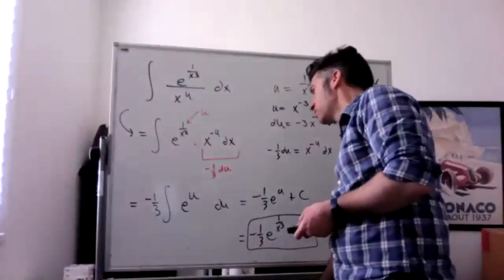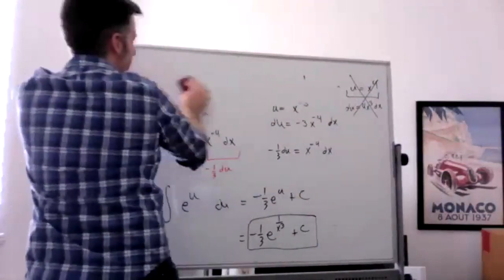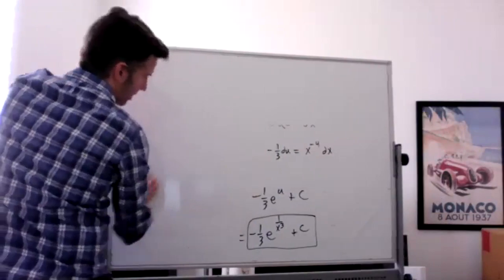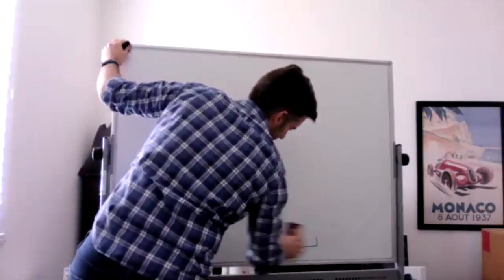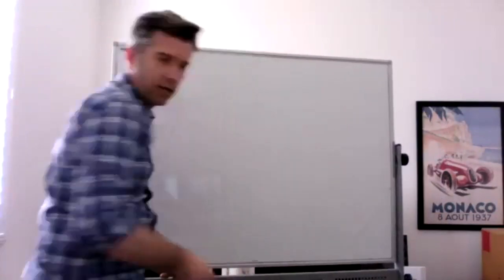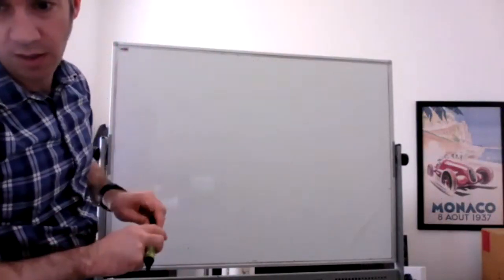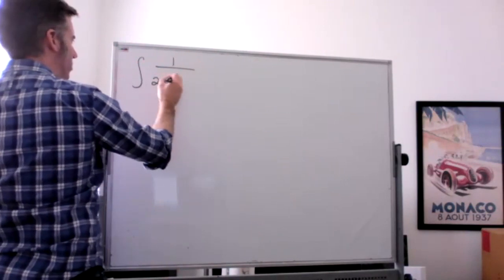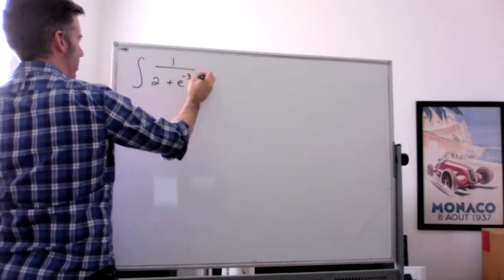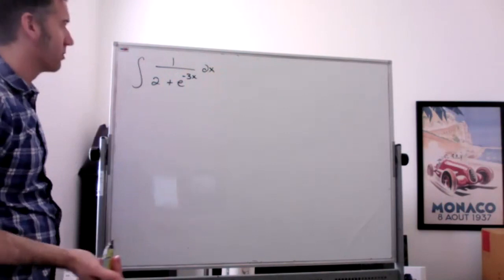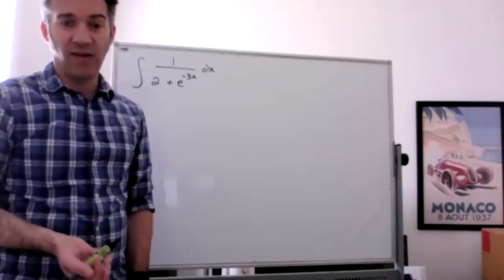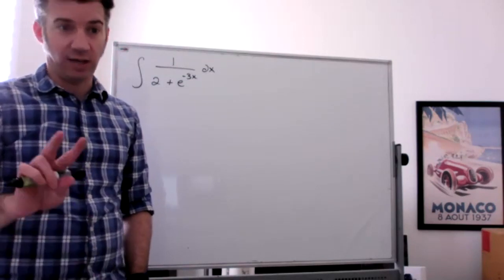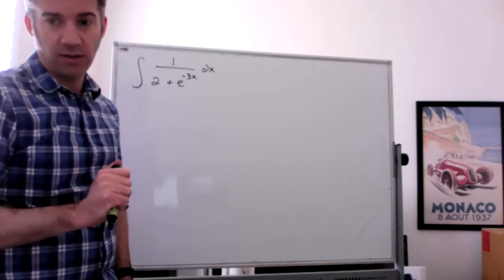One more of these. It's kind of tricky. And then we'll move on to talking about the fundamental theorem of calculus, which is what we use to find the area under curves, between curves, etc. So let's look at this one. The integral of 1 over 2 plus e to the negative 3x dx. Does anyone have any suggestions as to what we might be able to do for this problem? I've got kind of 2 different ways to go here, and we'll talk about both.